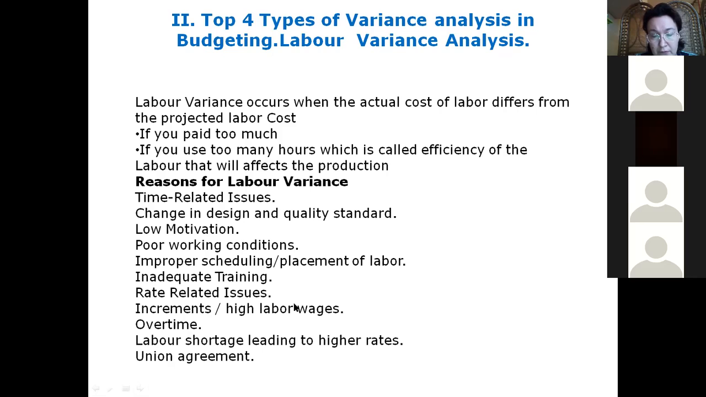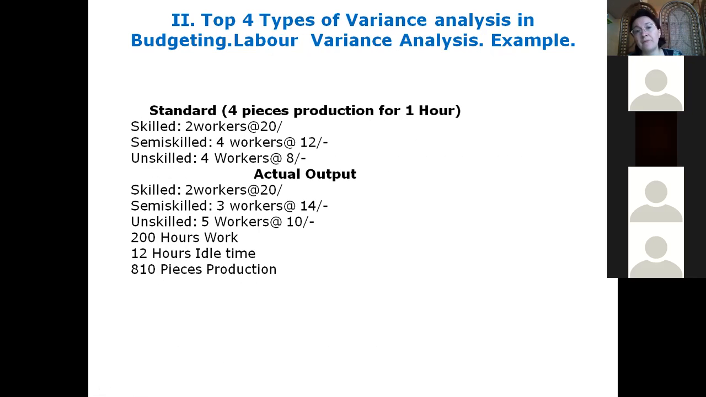Different reasons we can have for labor variance. For example, change in design and quality standard, low motivation, overtime. And in my example, I illustrate to you that we have the following figures: standard and actual output for skilled, semi-skilled, unskilled workers.